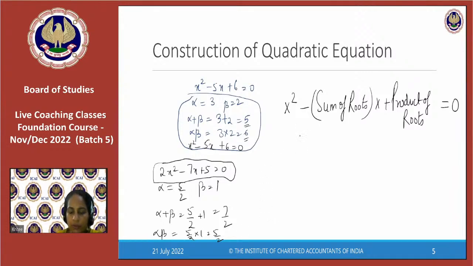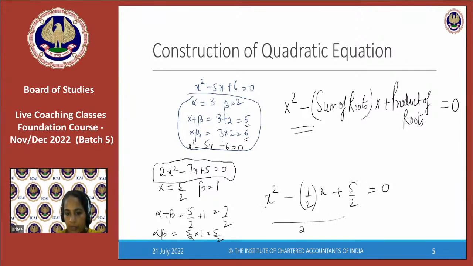So your equation according to this formula will be, if I have to find out the equation, x square minus sum of roots into x plus product of roots equals to 0. Take the LCM. You do not have any number here, take the LCM. So this is like this, 2x square minus 7x plus 5 equals 0. 2 being divided here will go there, on multiplication will become 0. So ultimately your equation is 2x square minus 7x plus 5 equals 0. Are you understanding this?